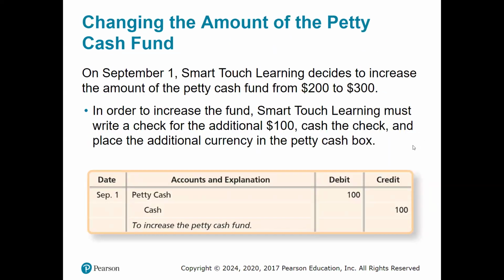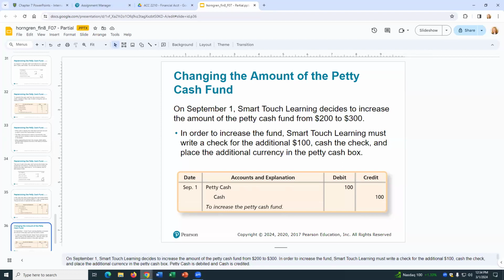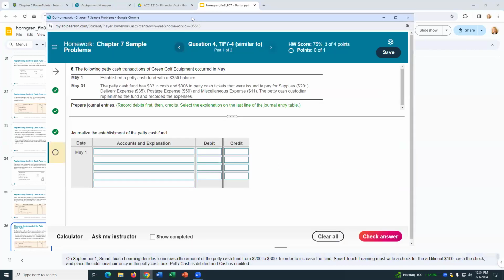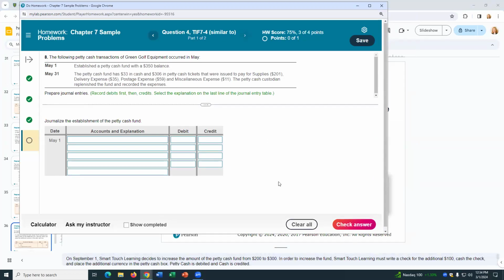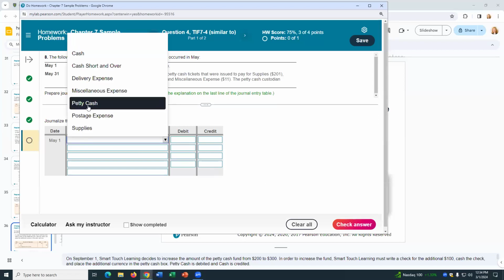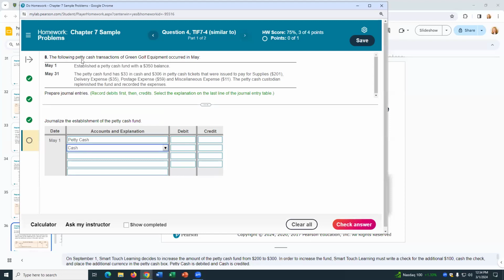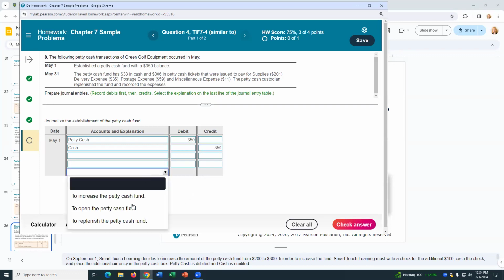All right. And then if we want to increase the petty cash fund, we would just debit petty cash and credit cash. So let's look at our problem number three here for the sample problems. Take a minute here now and take a look at this. The first entry to establish the fund, I'm going to hit which two accounts? Yeah, just petty cash and cash. We debit the petty cash because it's an asset and we're increasing it. And we're going to credit cash. And then the title is just going to be to open the petty cash fund.